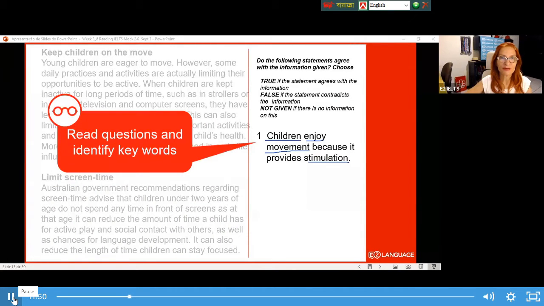So let's move on once we have identified the keywords. Children enjoy movement because it provides stimulation. Sometimes we have keywords that are a little bit better, like capital letters, numbers. In this case, no. But we do have the title. So keep children on the move. So it already kind of tells us that the text is going to be discussing how to keep children active. That's another important feature of IELTS. You need to be prepared for synonyms.